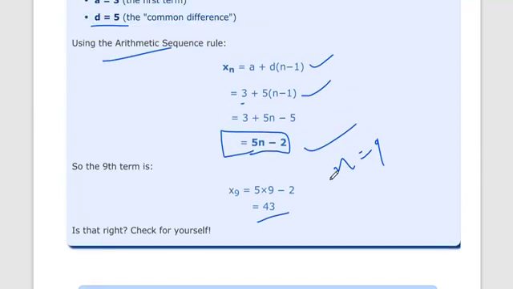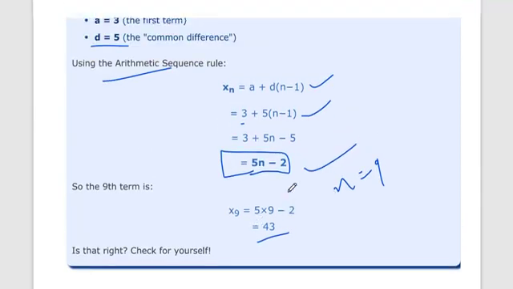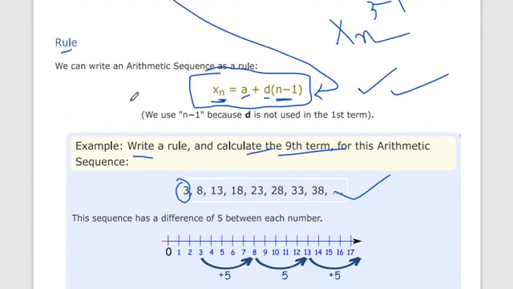So this is the rule or formula of an arithmetic sequence. With the help of this formula we can find any term in the arithmetic sequence, only arithmetic sequence.